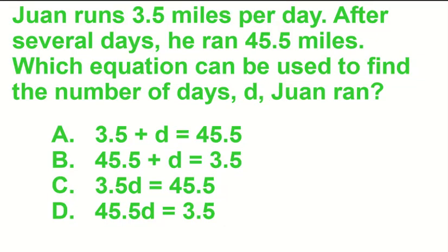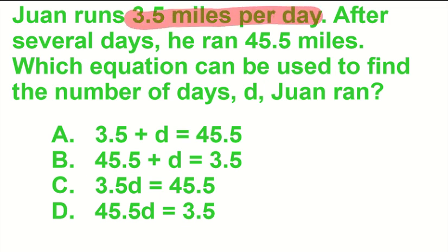All right, one more. Juan runs 3.5 miles per day. After several days, he ran 45.5 miles. Which equation can be used to find the number of days D that Juan ran? Sydney, what'd you get? C is correct. Hopefully these are getting easier and easier as we see it more and more.